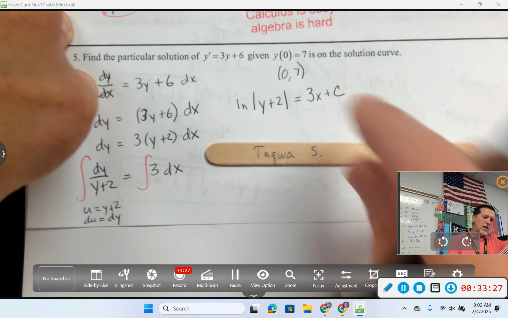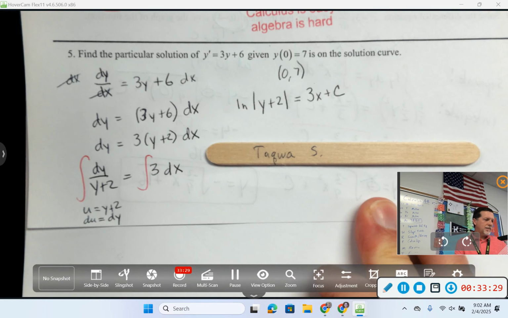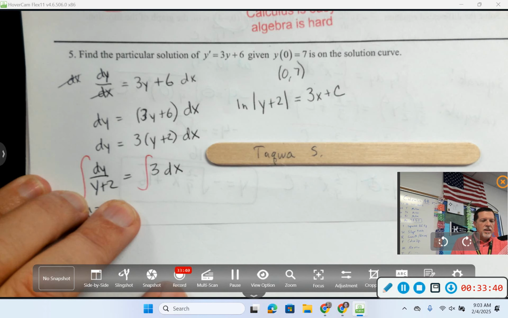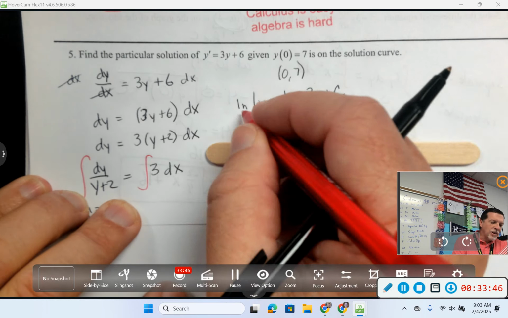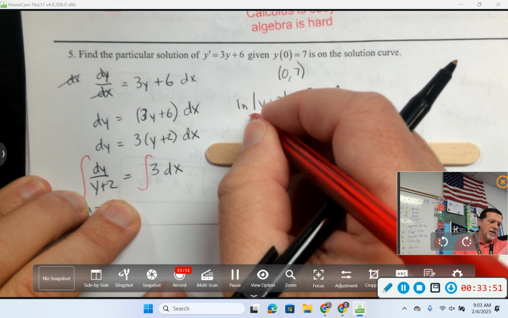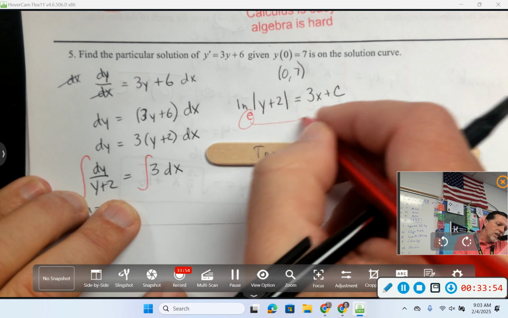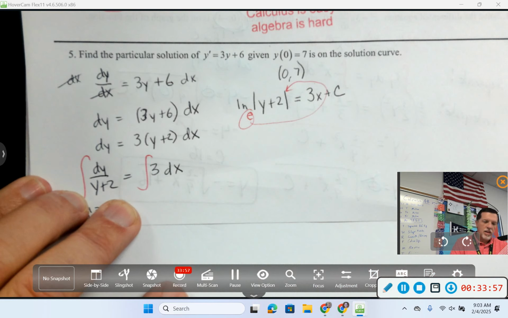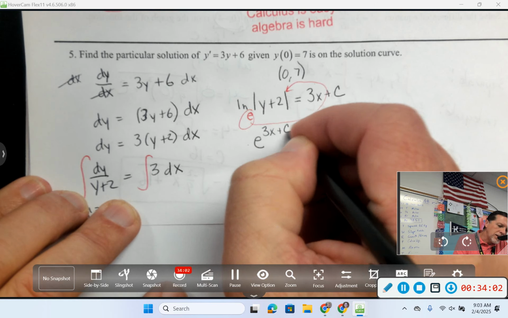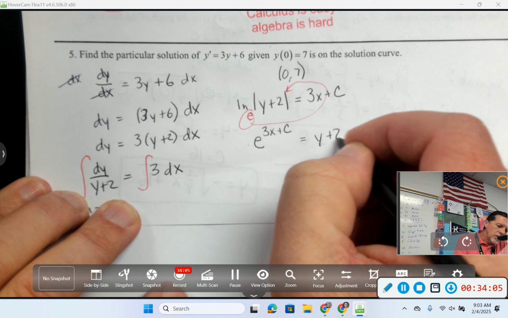This is similar to what we did last time. What do you want to do next to start to get y by itself? Can I cancel out an absolute value by taking the absolute value of the other side as well? No, can't do that. Let's get rid of this natural log. How can I undo a natural log? Let's do the fishhook thing. It's a little more complicated this time. e to the 3x plus c equals y plus 2.